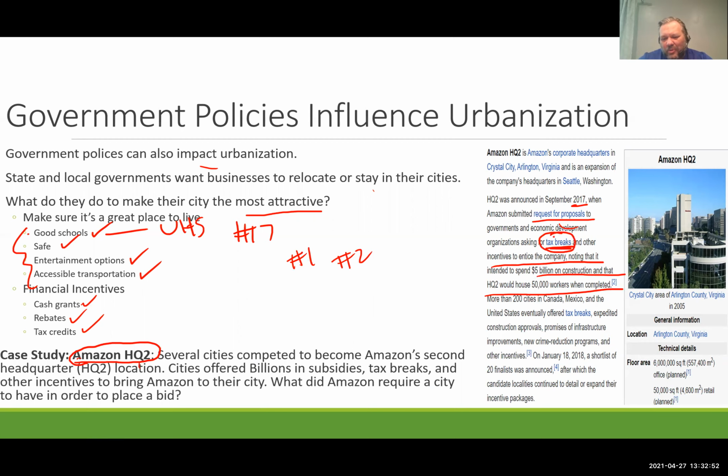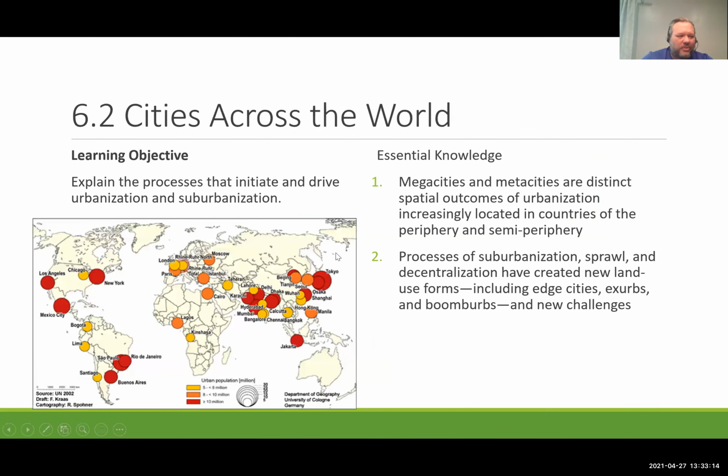And so think about this. This is what Amazon wanted, and this is what $5 billion in construction and 50,000 jobs had to offer. And so cities went all out, okay? And I think they ended up settling in Arlington County, Virginia. They might have actually split these, but anyway, that's the influence of a government policy.